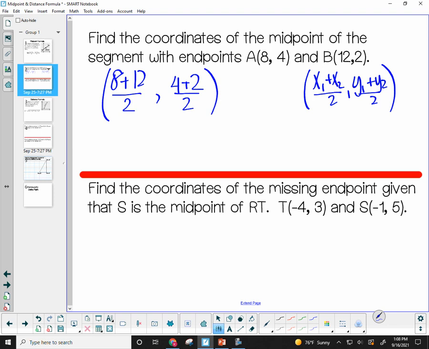So really now all we need to do is simplify. 8 plus 12 gives me 20. 20 divided by 2 gives me 10. For the y coordinates, 4 plus 2 is 6. 6 divided by 2 is 3. So the coordinate for that midpoint is (10, 3).